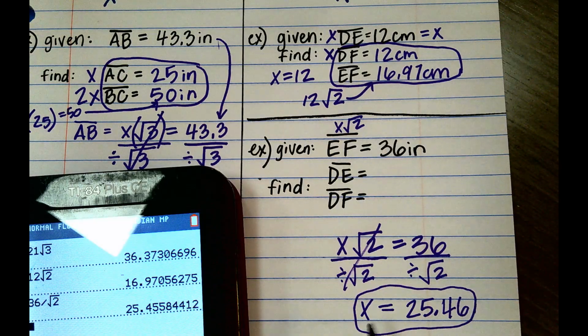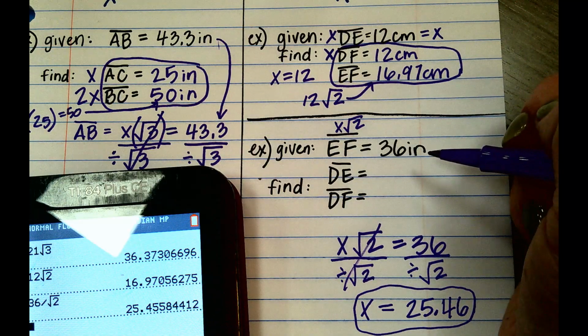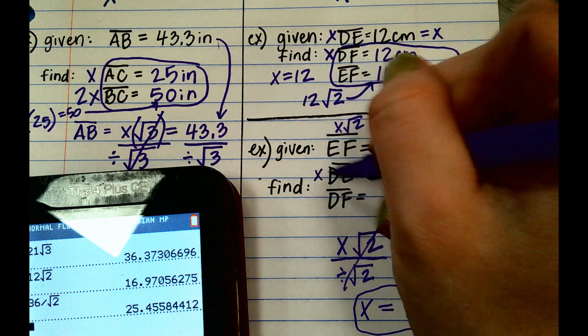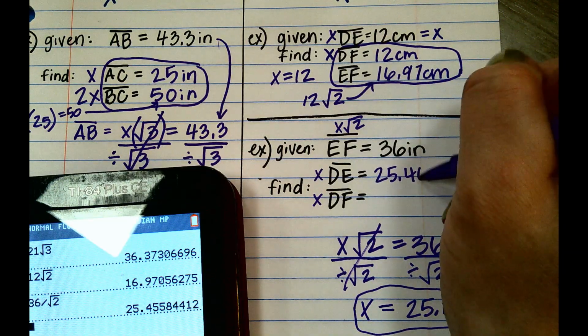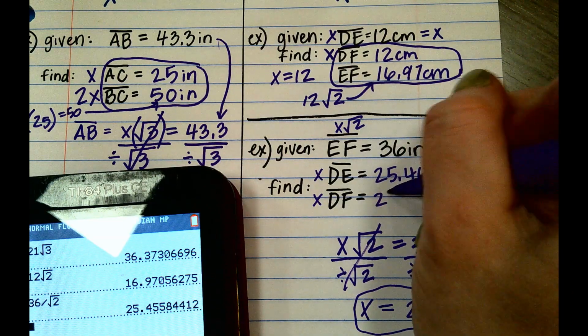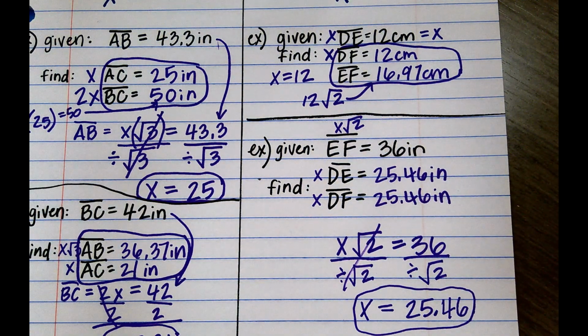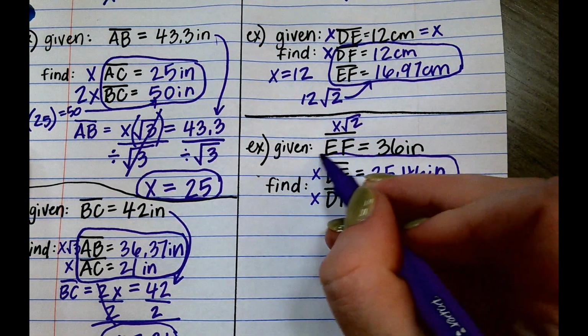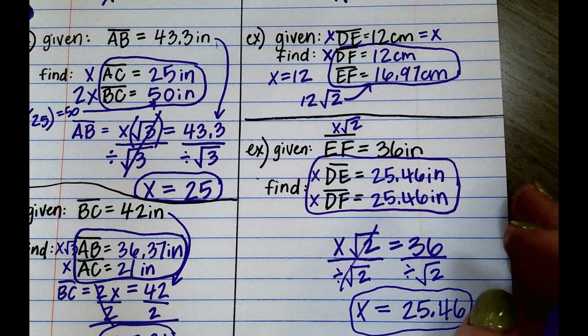Okay, and now that I know what x is, what's the rest here, DE and DF? x is 25.46 for both. For both, good. DE is x, DF is x, so DE is 25.46 inches. DF is also 25.46 inches. Good. Okay, perfect.